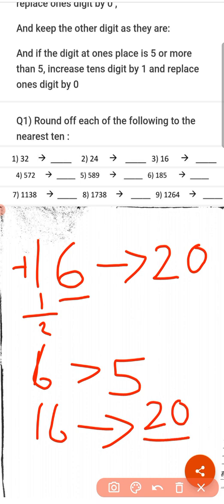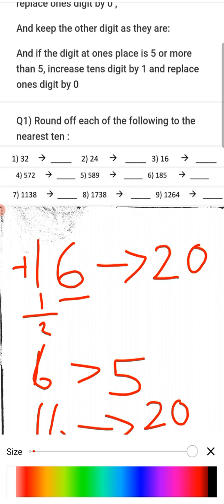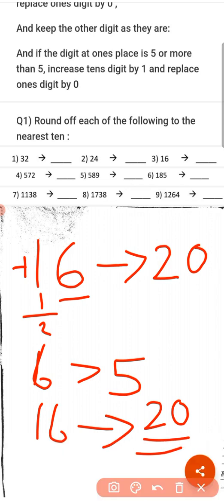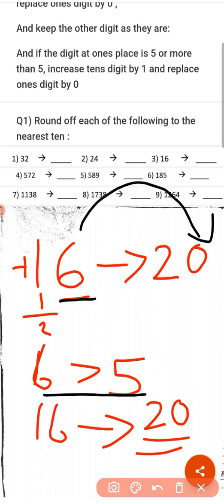20. Okay. Here the digit at the ones place is 6, which is more than 5. So replace 6 by 0. 6-നെ change ചെയ്ത് 0 ആക്കി മാറ്റി. Then we have to do one more step here. Add 1 to the digit at the tens place. Tens place-ലെ digit-ൻ്റെ കൂടെ 1 add ചെയ്യണം. So here the digit at the tens place is 1. 1 plus 1 is 2. Clear?